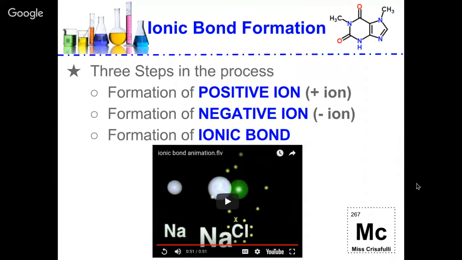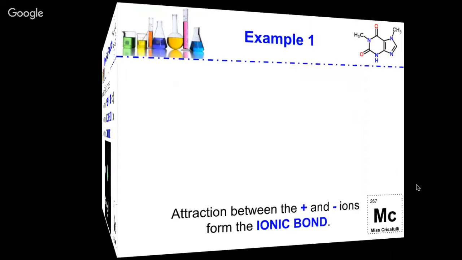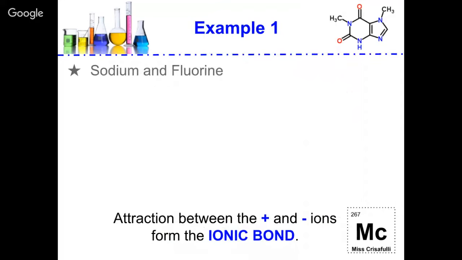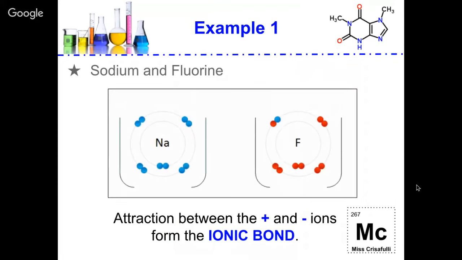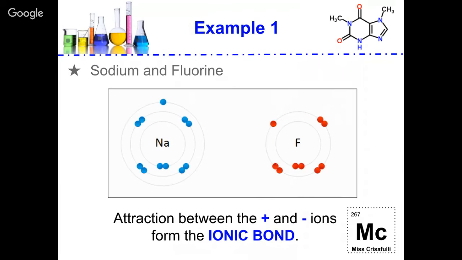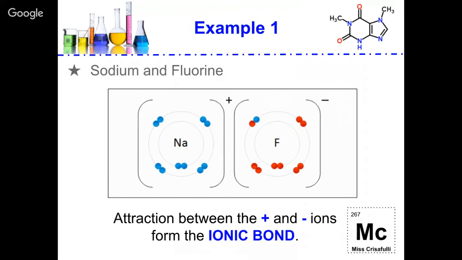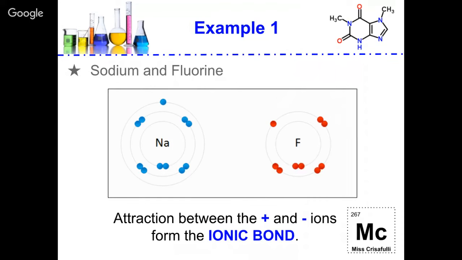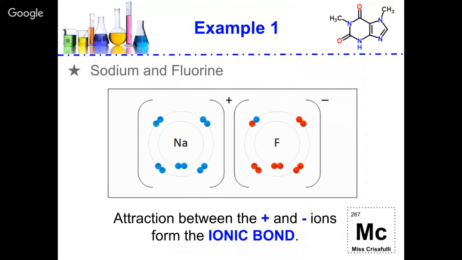Okay, so that's the explanation of how your positive and negative ions are formed and why they are stable. So let's look at an example between sodium and fluorine. Sodium is going to become a positive ion and fluorine is going to become a negative ion, because sodium is going to give its electron to fluorine. So sodium is going to have 8 electrons in its outside shell and be a plus charge. Fluorine is going to have 8 electrons in its outside shell and be a minus charge. So the attraction between the positive and negative ions that are being formed is what's going to form the ionic bond.